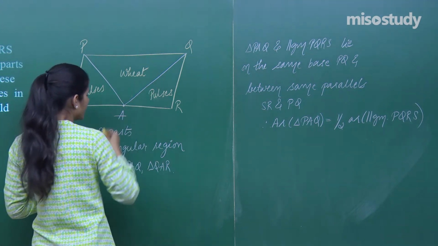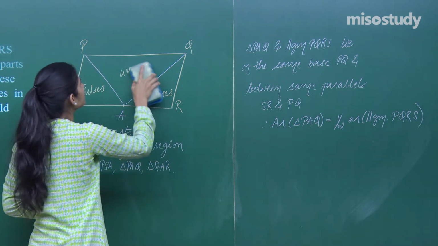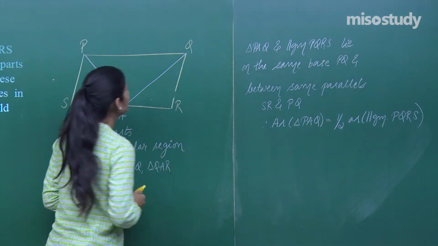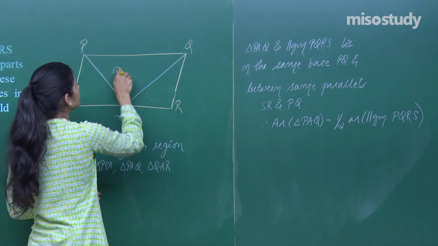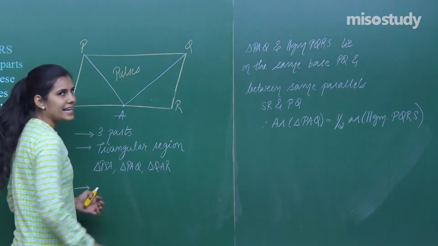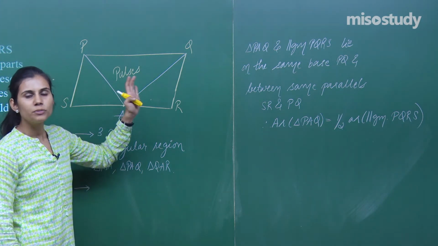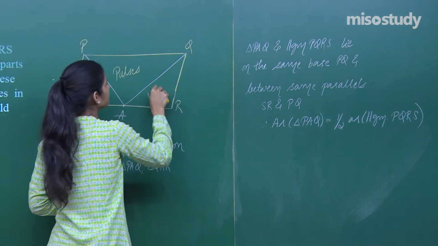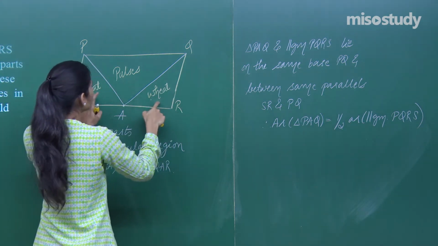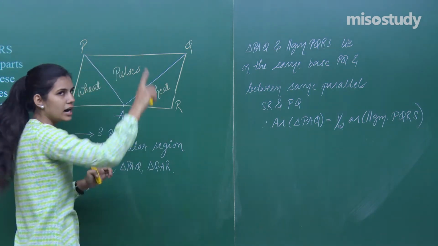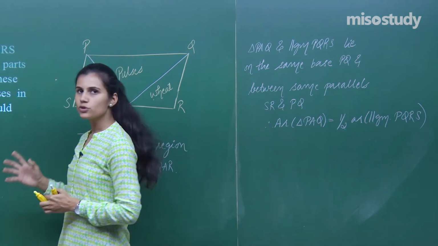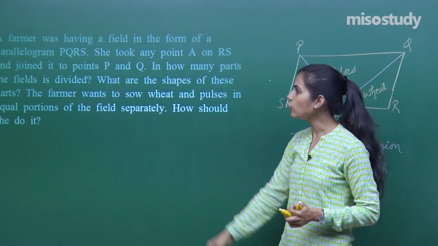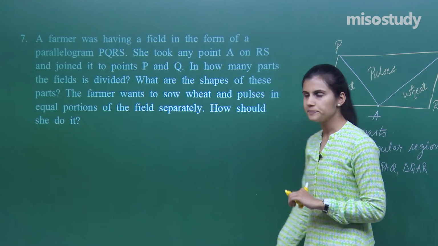Or what you can do, if over here you are interested in sowing pulses in this half, then in these 2 pieces which constitute another half of the field, you can sow wheat. So if here you are sowing pulses, exact half of the field is now consumed with pulses. So the next half you can consume with wheat. These 2 are constituting the next half because this alone is one half. So these are the 2 options with the farmer so that he can sow or she can sow wheat and pulses in equal portions of the field separately.